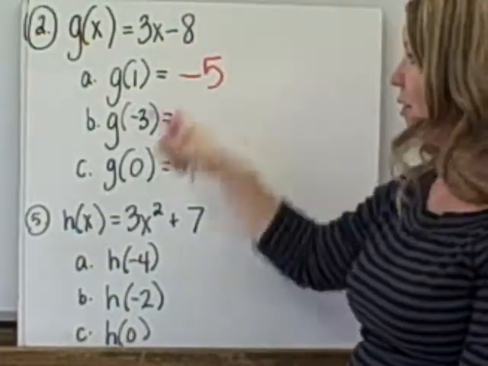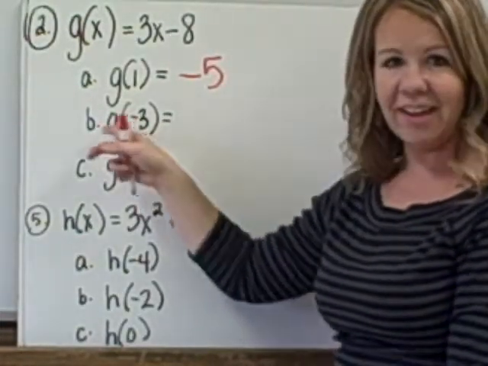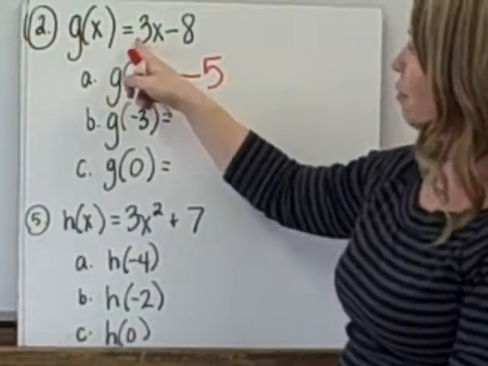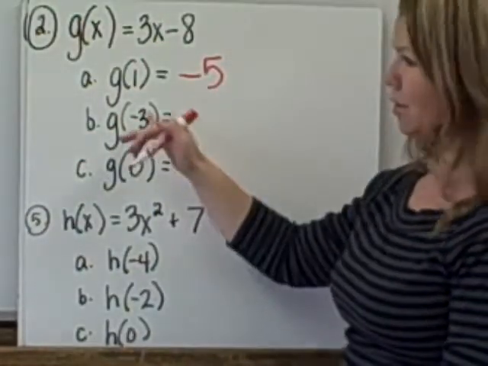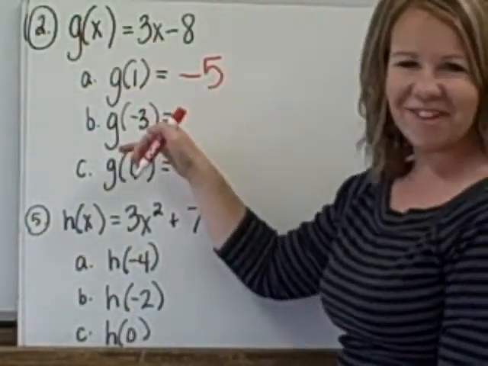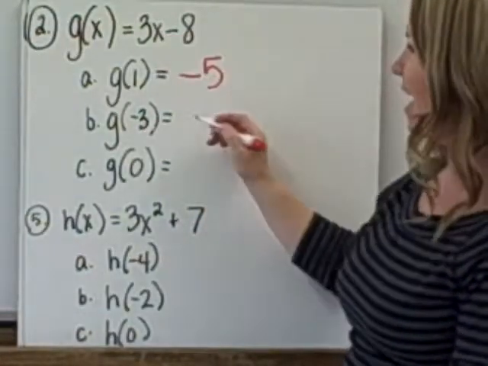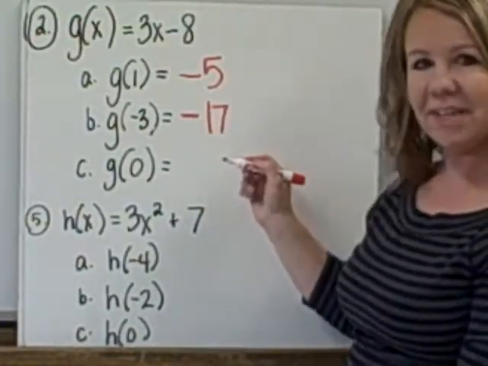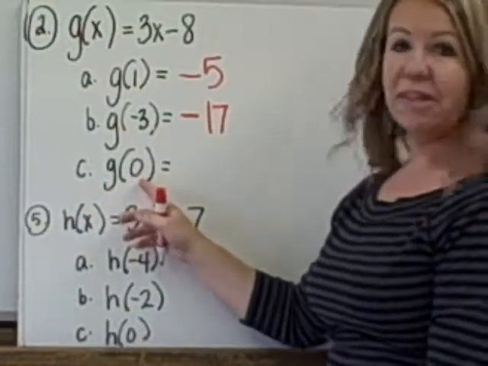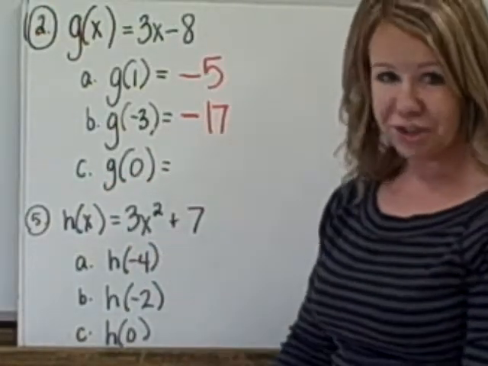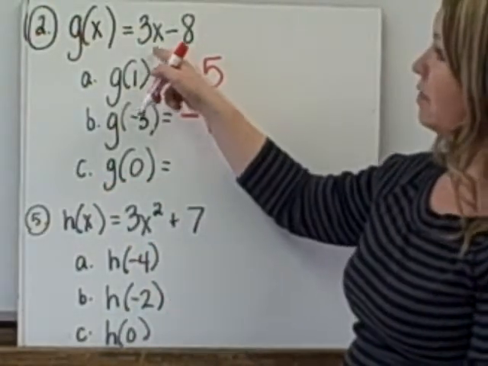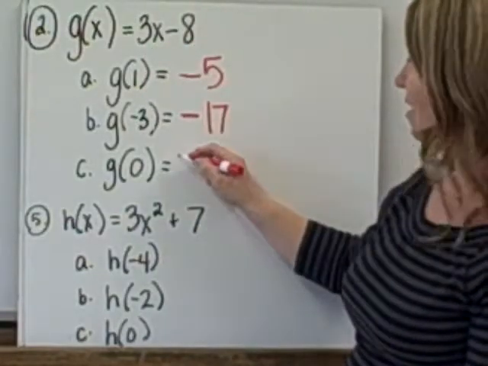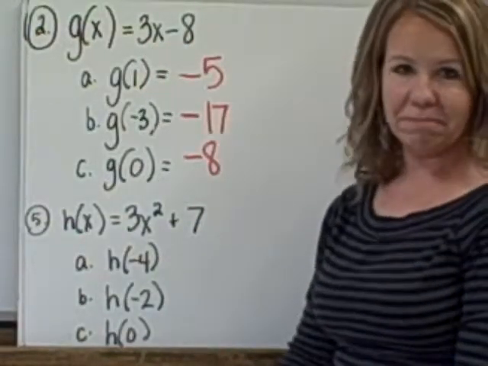Same machine, we're putting negative 3 into the g machine. 3 times negative 3 is negative 9, minus 8 is negative 17. And g of 0 means I'm putting 0 into the g machine. 3 times 0 is 0, minus 8, negative 8.